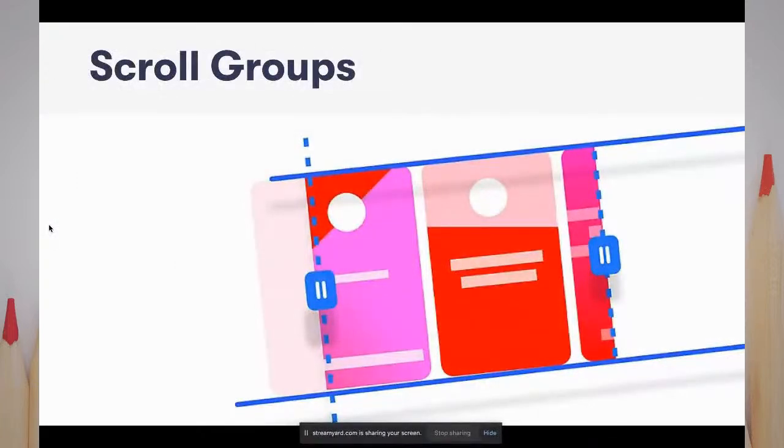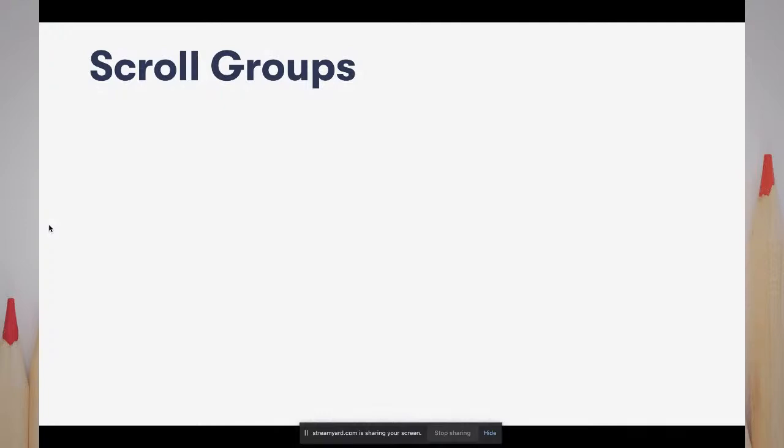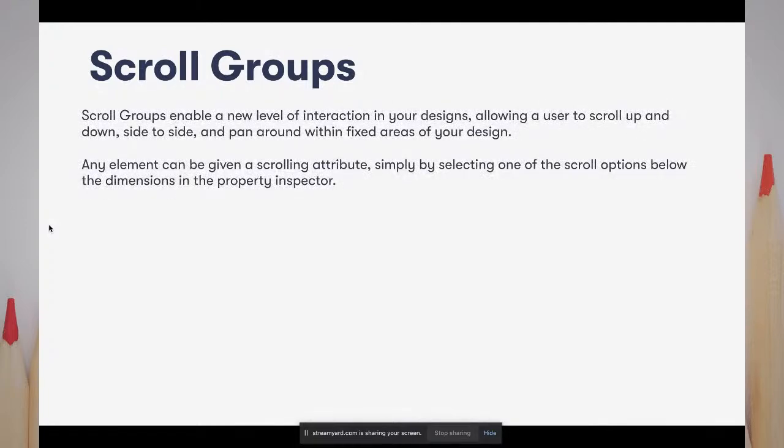Next we have scroll group. Before, scrolling in Adobe XD was very limited. You could only scroll vertically and not horizontally. So that's very hard if you're creating sliders for your website design or for mobile design. So they now have a new feature which is scroll group. It enables a new level of interaction in design. It allows a user to scroll up, down, and side to side and pan around your design.